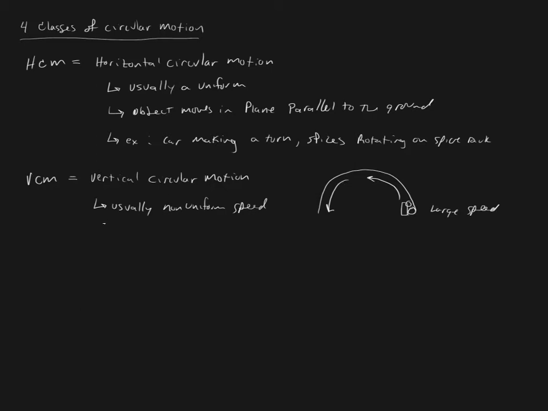But the defining characteristic for vertical circular motion is that the object is moving in a vertical plane. The next class of problem that you're going to see is the frictionless banked curve, which I label as FBC. And the frictionless banked curve is usually, though it doesn't have to be, a uniform speed. And if you want to picture what a frictionless banked curve looks like, picture an icy NASCAR track.